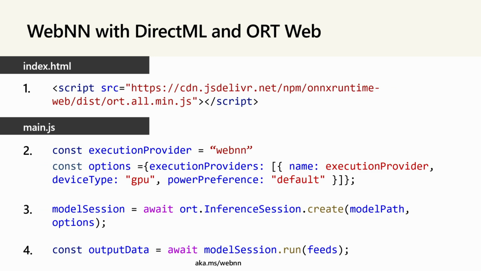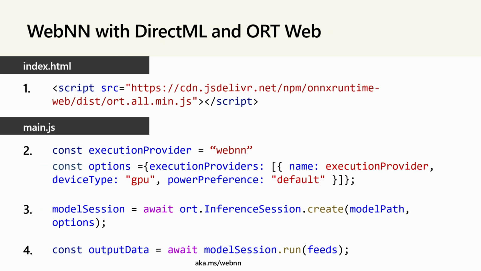Fourth, you run the model session, which is the process of feeding in that input data and getting the output predictions from the model. You can do this by calling the session.run method and passing in the input tensors, which we have here as the feeds. The session.run method returns the output tensors, which can then be used for your application logic.